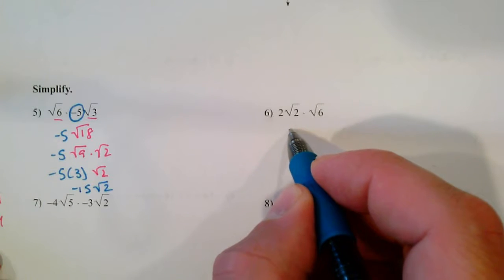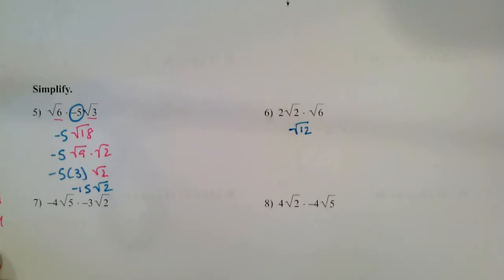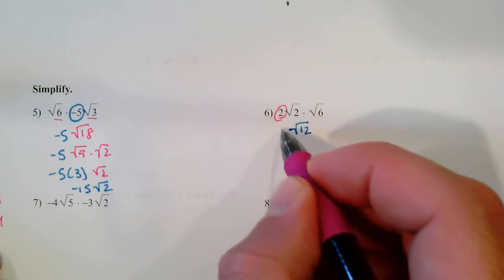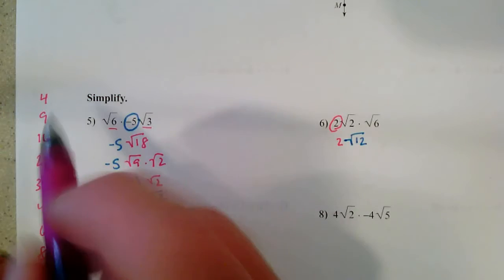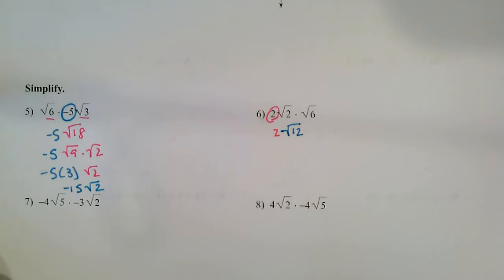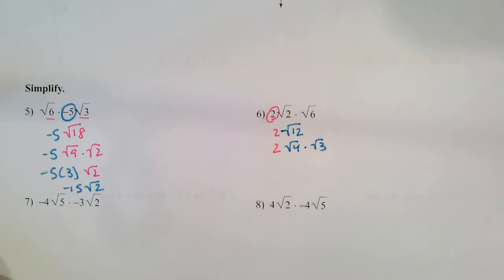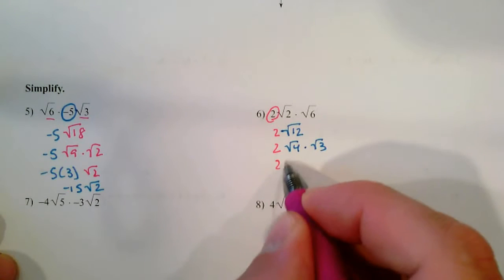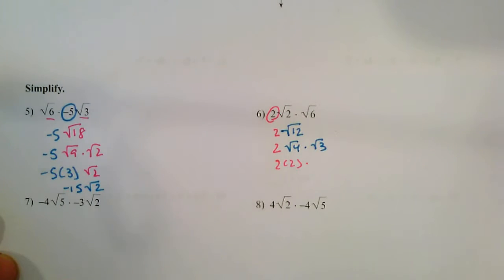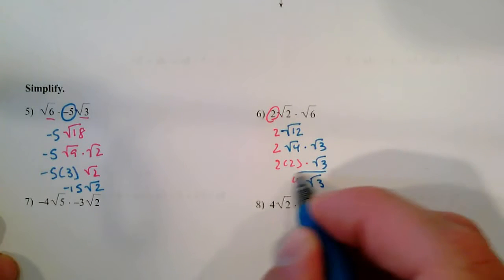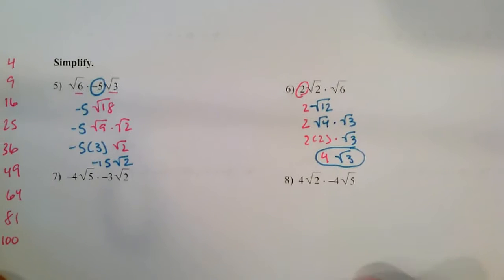Well, let's see. Square root of 2 times the square root of 6 is square root of 12. And then the 2, let's go out here, 12 is divisible by 4. So this could be 2 times the square root of 4 times the square root of 3. The square root of 4 is just 2. 2 times 2 is 4 times the square root of 3. We're done.